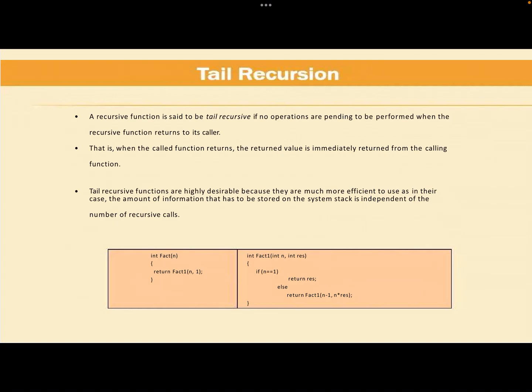So we are not supposed to have any pending operation in case of a tail recursion function. That is, when the called function returns, the returned value is immediately returned from the calling function. Tail recursion functions are highly desirable because they are much more efficient, as the amount of information that has to be stored on the system stack is independent of the number of recursive calls, so it will not have any pending operations. That is called tail recursion.